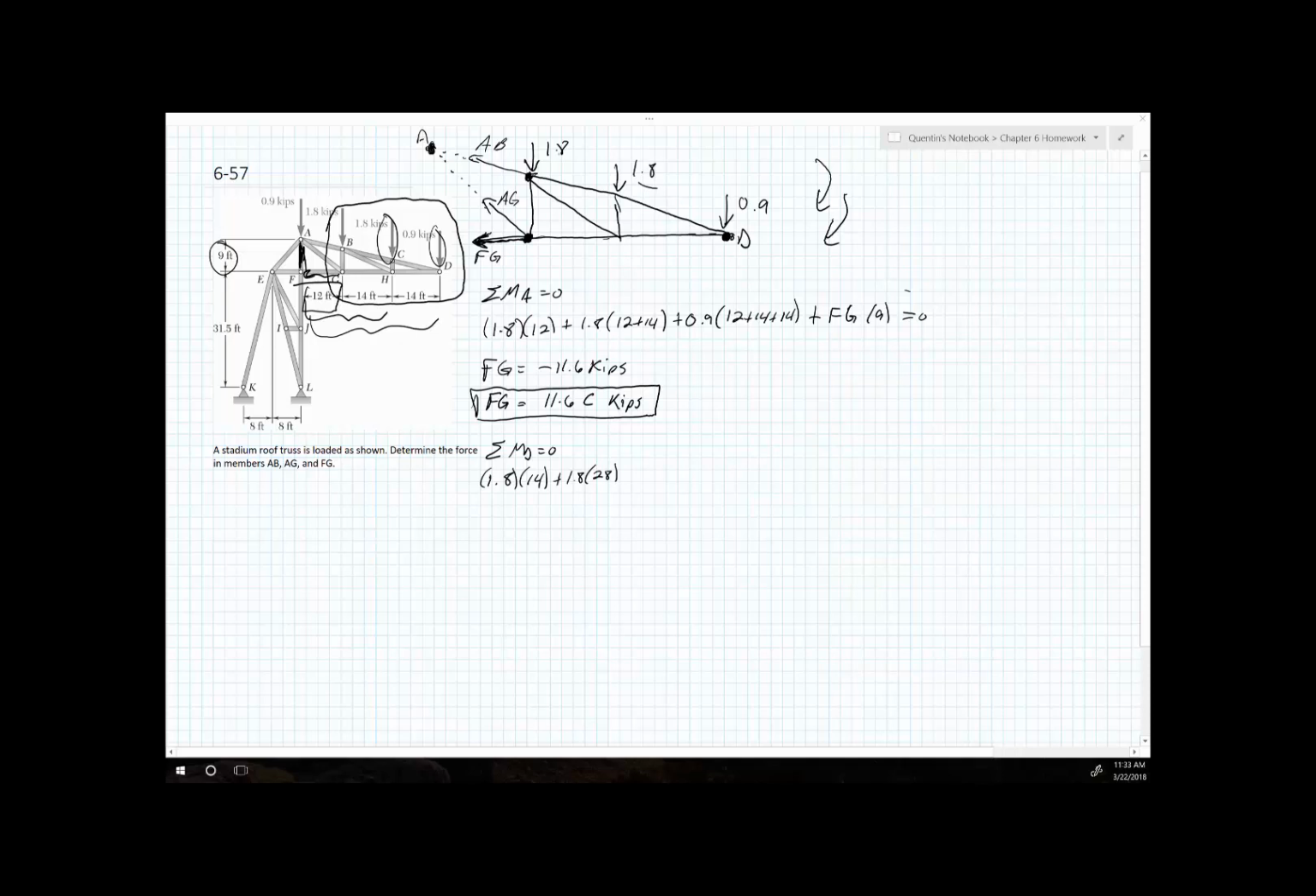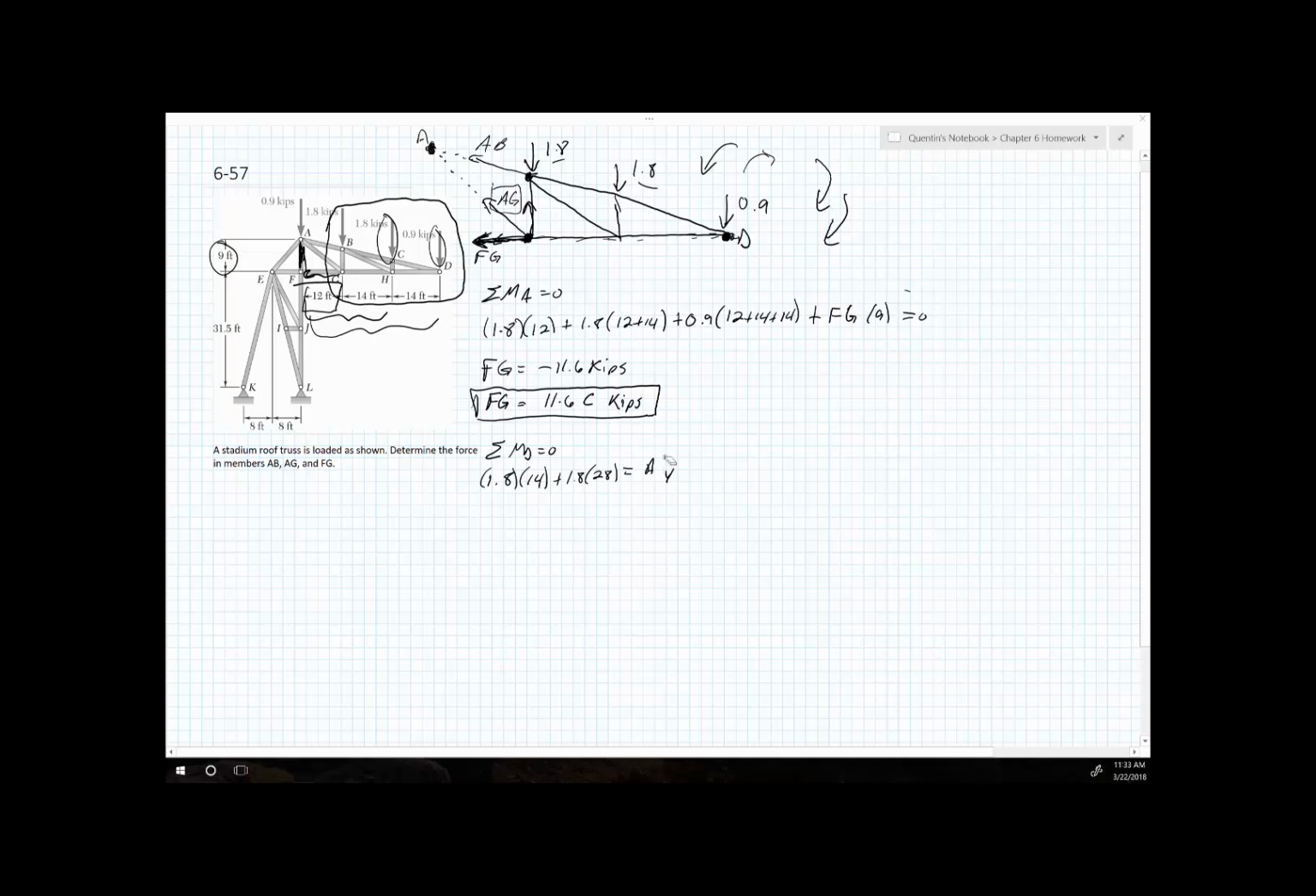So this force is going to make it go in that direction. FG passes through there, so that goes away. AB passes through there, so that goes away. So all I have left is AG. AG has a Y and an X component. The X component passes through there, so that goes away, and the Y is going to make it go in the other direction, so therefore this is equal to AG in the Y direction.